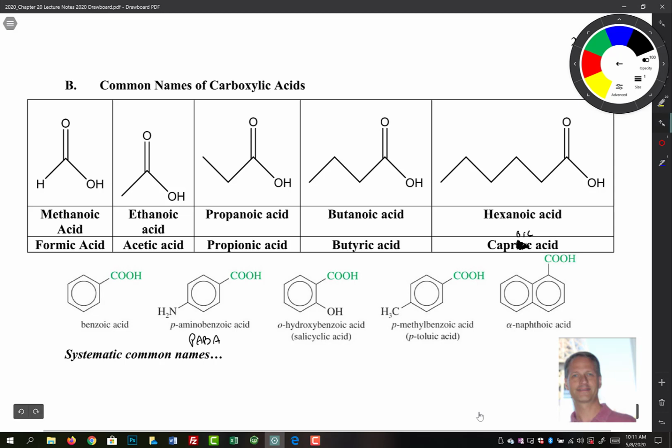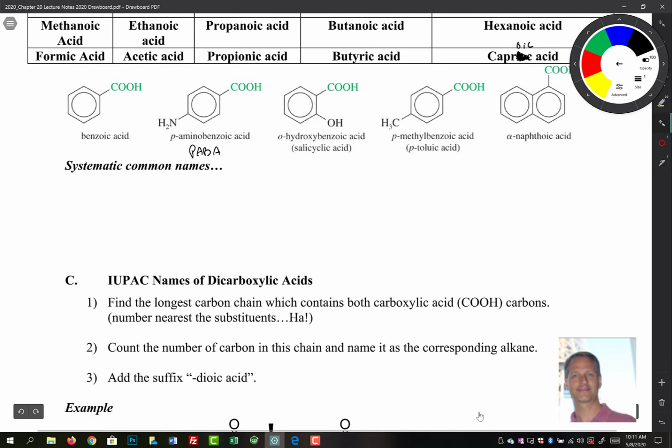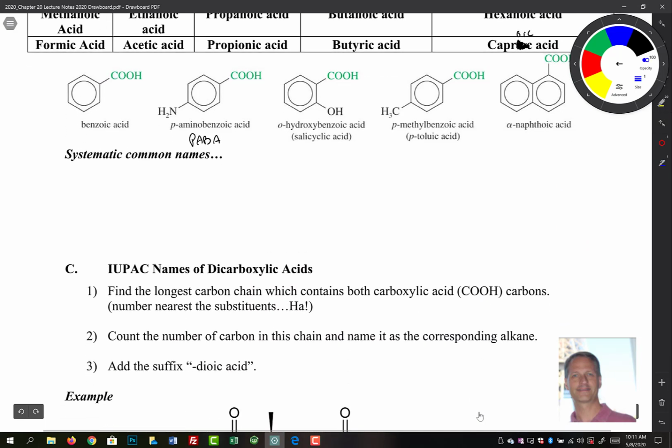And then there's some old systematic common names, and these names are often used in biochemistry. So I want to give you guys an example of one of these problems here. So let's look at this structure, NH2, and let's put here a CH2, a CH2, one more CH2, and then a carboxylic acid here.